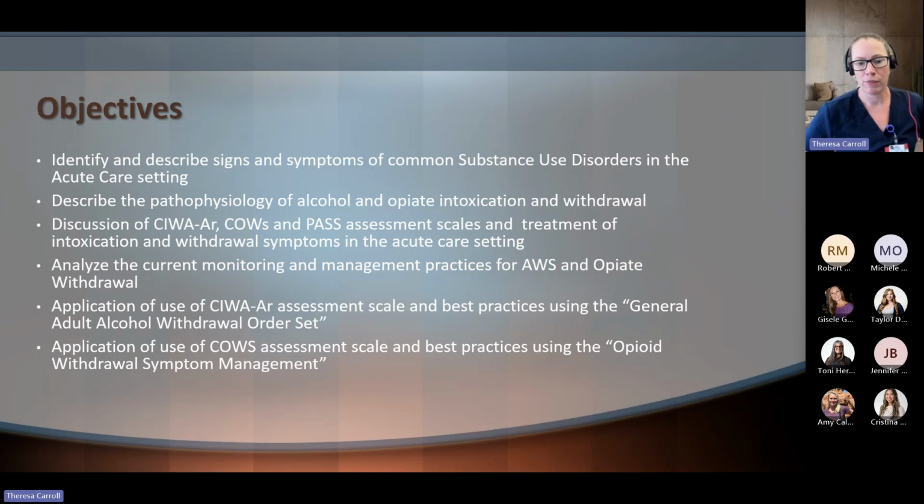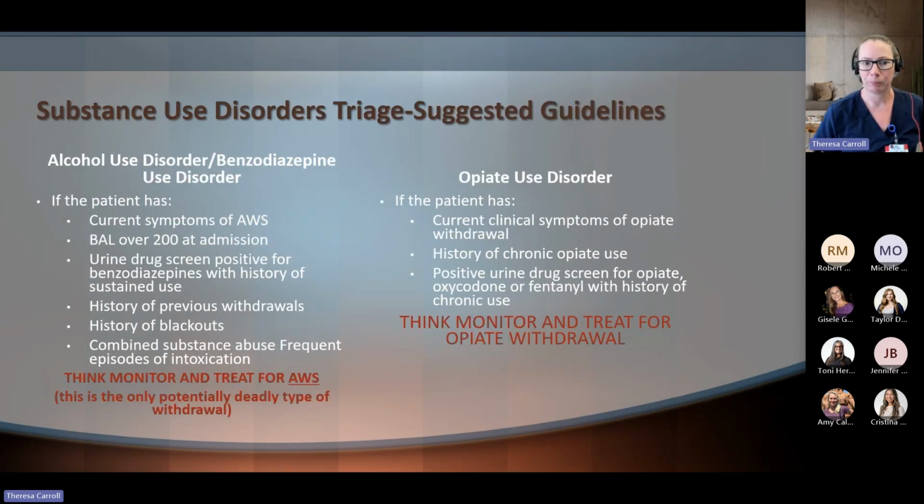We'll look at the application of the CIWA assessment scale and best practices using our general adult alcohol withdrawal order set, which is updated with EPIC, yay. And the application of the COWS assessment scale and best practices using the opiate symptom withdrawal management, also updated for our EPIC. So that's what we're hoping to cover in the next couple hours here.